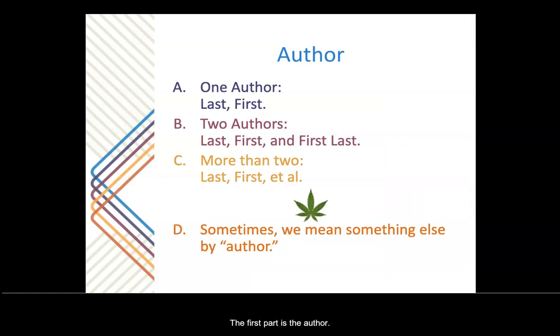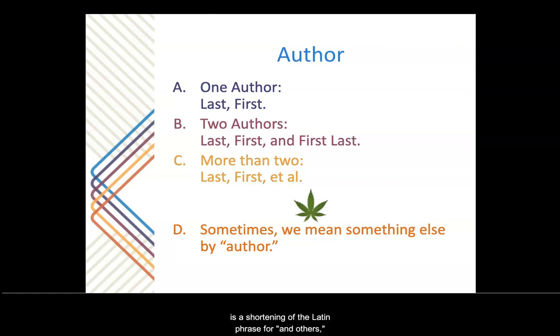The first part is the author. In MLA, we use first and last names. The first time you state an author's name in your citation format, if it's only one author, it's last name, comma, and then first name. If it's 2 authors, the first author is listed last name, comma, first name, comma, the word and, then the second author is listed first name and last name with a period after it. If there are more than 2 authors, the first author is listed as last name, comma, first name, comma, et al. with a period after it.